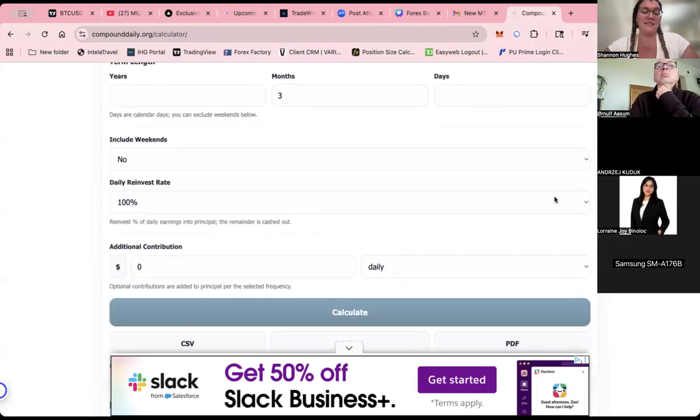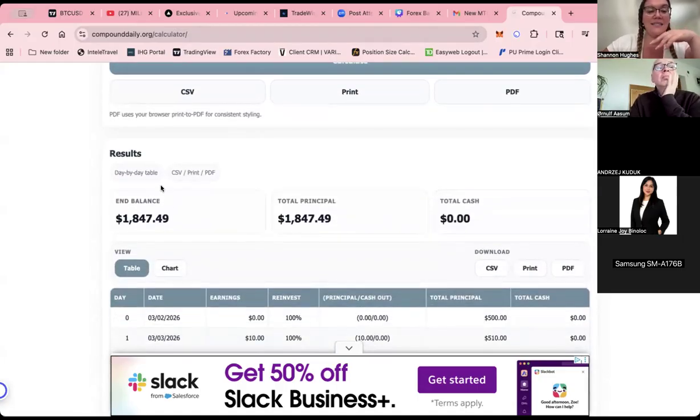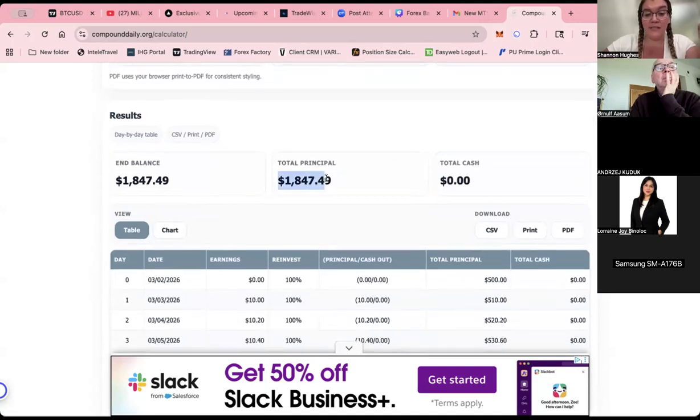My daily reinvest is 100%. What that means is just if I don't withdraw. Obviously, you definitely want to withdraw, but just so you can see the power of compounding. And additional contribution, none. I'm not going to add in any more money. I'm just keeping in my 500. I click calculate. Now, when I scroll down here, I can see that my $500 can grow into almost 2,000 at just 2% per day for 3 months.